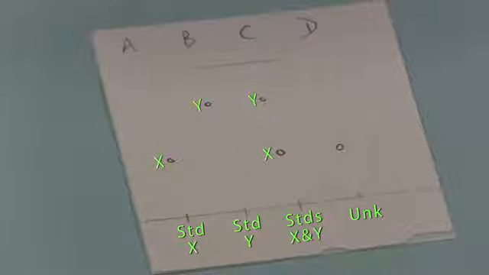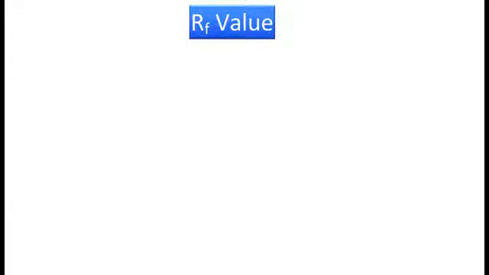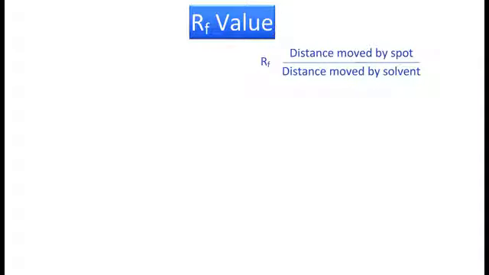Although it's pretty clear from this result that the unknown was actually compound X, we can also characterize spots on developed TLC plates by their RF value. The RF value for any spot is equal to the distance moved by that spot in millimeters divided by the distance moved by the solvent, also in millimeters.